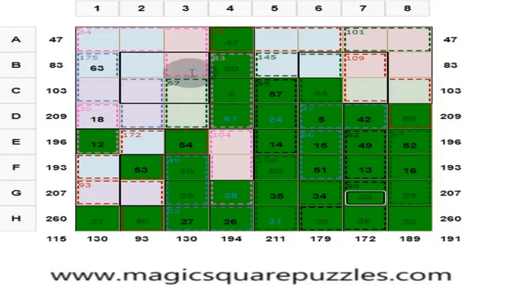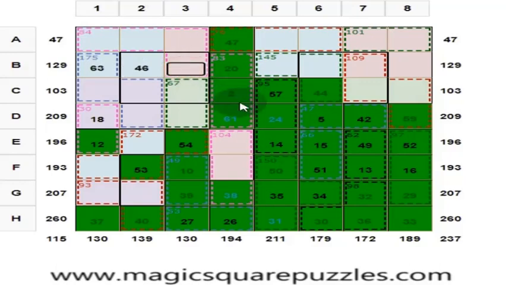This is 67. That means this is 63. Okay. And these four numbers are up to 84 and these two are 63. So these two are 84 minus 63, 21. These two are 21 and this is 63. That is 84. Here you put 46 to make it 130.